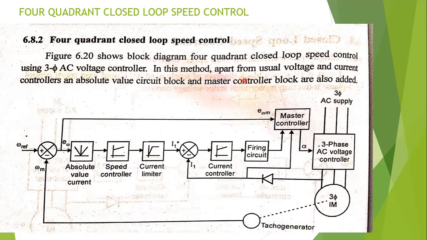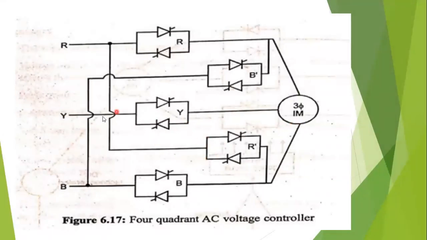Here this is the block diagram, this closed loop speed control using a three-phase AC voltage controller. In this method, apart from the usual voltage and current controller in single quadrant closed loop speed control of induction motors, the absolute value of current block and master controller blocks are added. So this is the only difference. Okay, so absolute value of current and master controller. So in this four quadrant operation of AC voltage controller, this is called four quadrant AC voltage controller. So this is the three-phase AC supply R, Y, B.